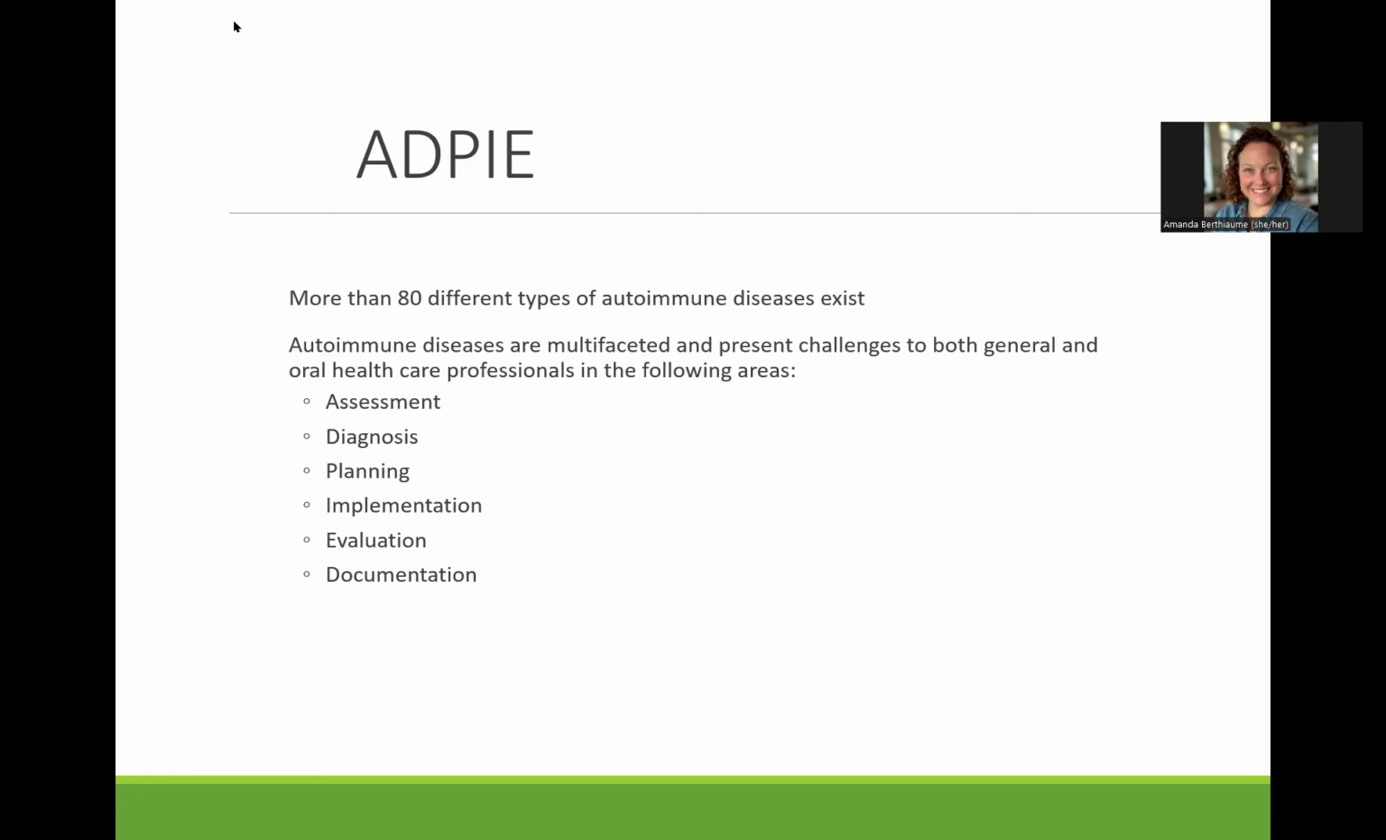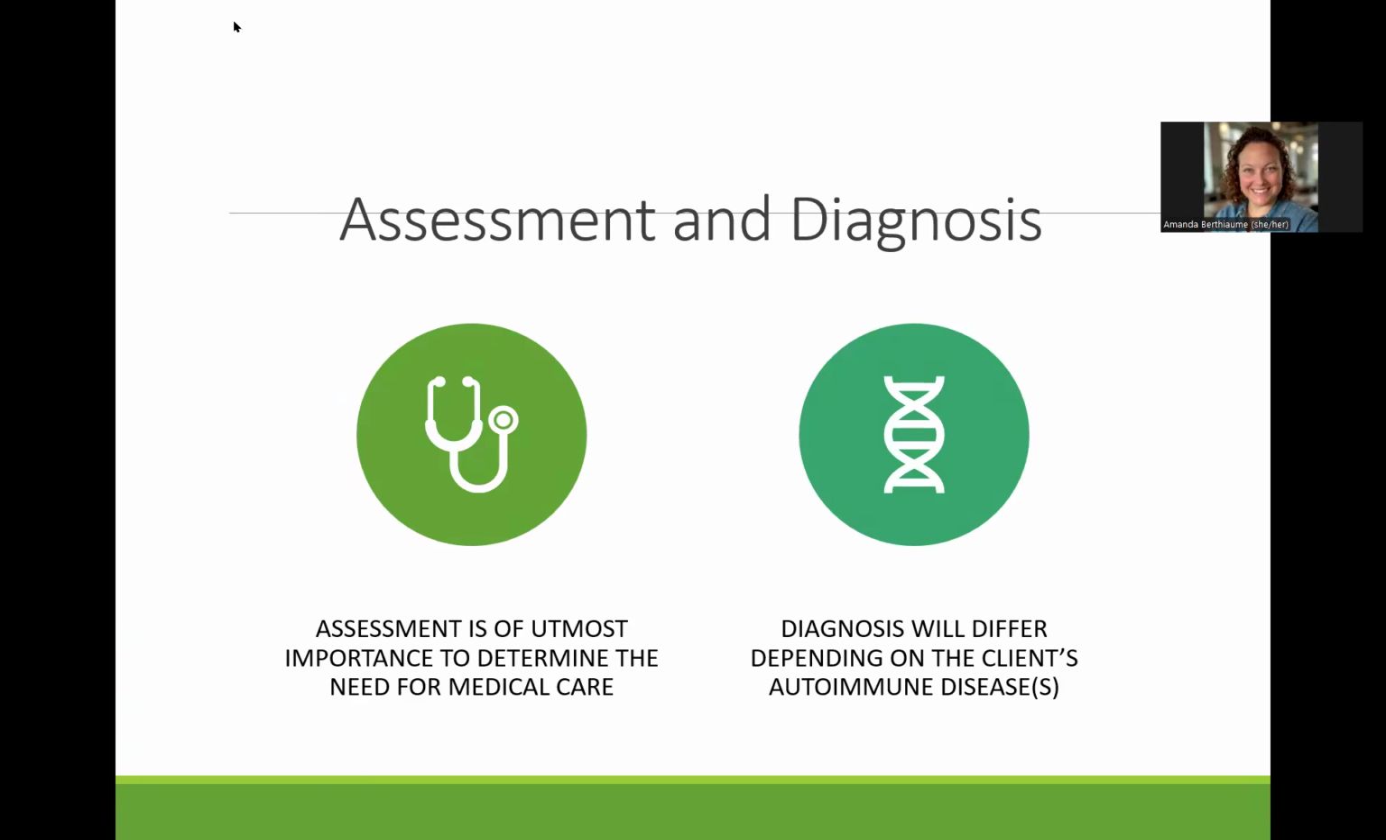In dental hygiene, really, in a lot of different professions, we use ADPIE. Because there are more than 80 different autoimmunes, so really we have to assess the patient, diagnose, plan, implement, evaluate, and document. So this is what they're going through. And sometimes they're going to guess at something or do a differential diagnosis and cross it off the list and go from there until they find something that makes sense. And that's why having an autoimmune disorder can be so exhausting.